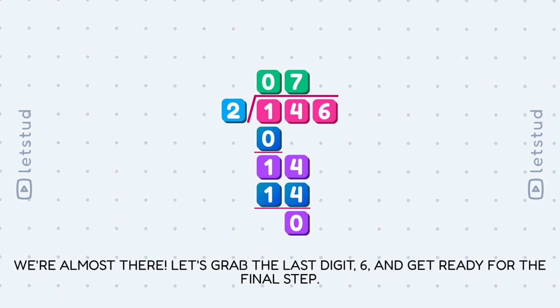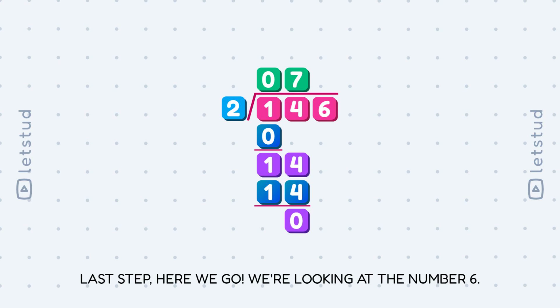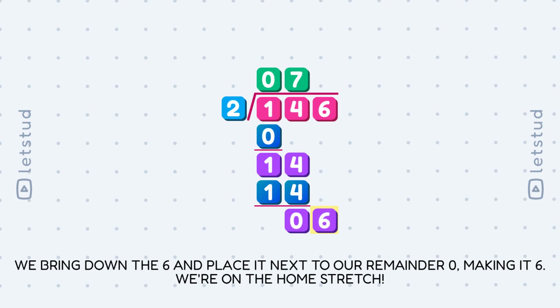We're almost there, let's grab the last digit 6 and get ready for the final step. Last step, here we go, we're looking at the number 6. We bring down the 6 and place it next to our remainder 0, making it 6. We're on the home stretch.